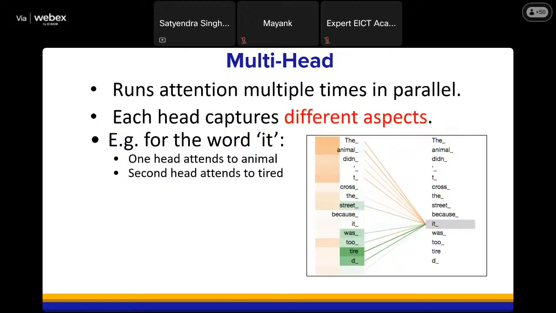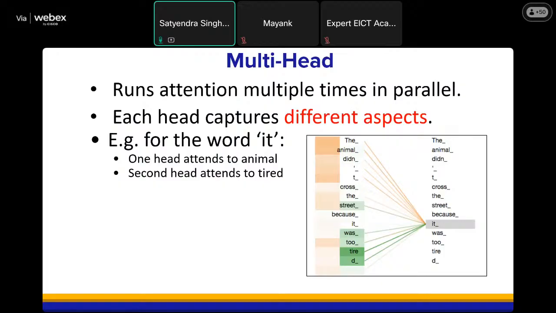So if you have one self attention layer, also known as a head, then it might be trying to capture one notion of relevancy among the words. However, in your sentence, your words might have other notions of similarity or relevancy as well.